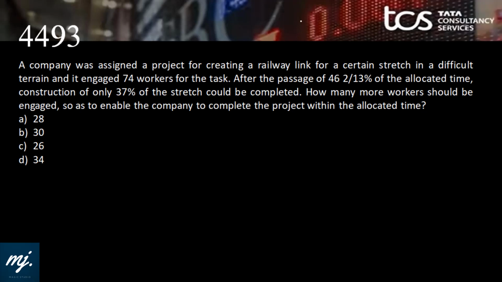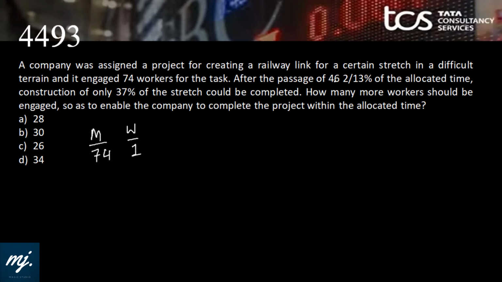Questions which can be solved using this masala concept are very simple. It would be M, D, H and W, and we need to just work out which two groups will fit in. To make life complicated, these kinds of fractions are given. A company was assigned a project for creating a railway link for a certain stretch in a difficult terrain. See, unnecessary information. And it engaged 74 workers, M 74, for the task. Task is, let it be one railway track.